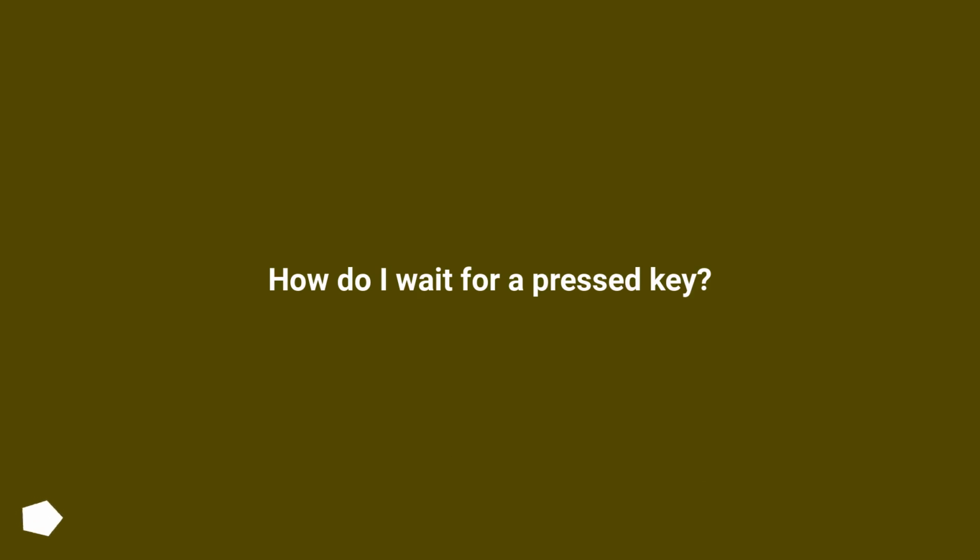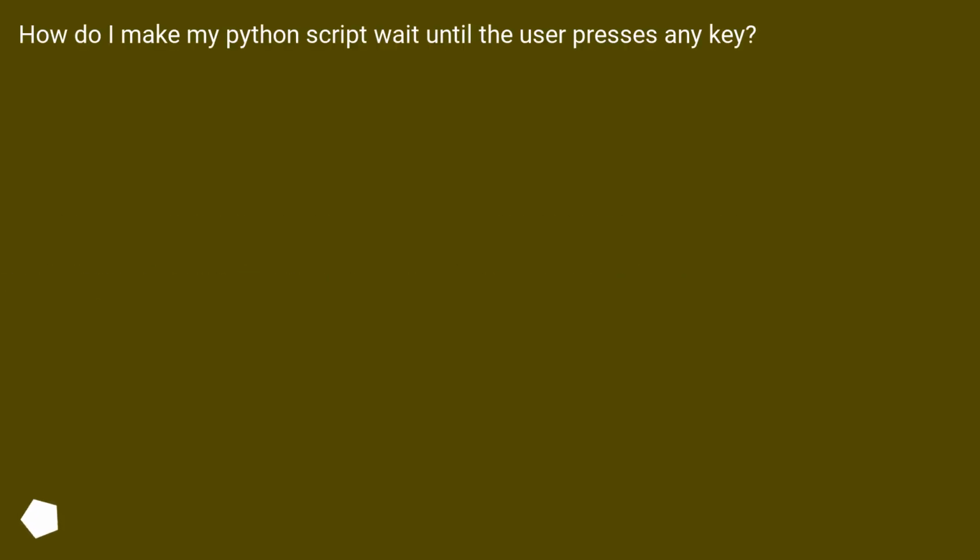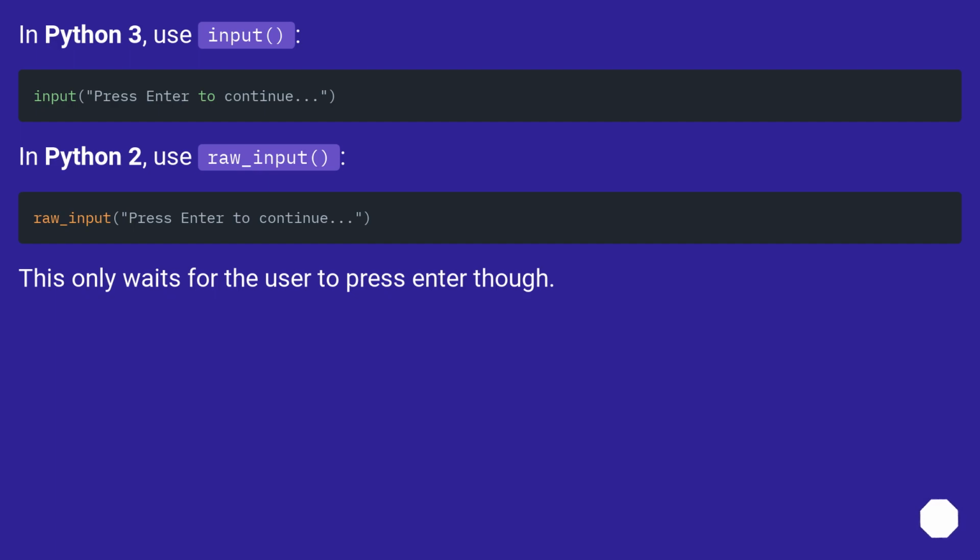How do I wait for a pressed key? How do I make my Python script wait until the user presses any key? In Python 3, use input. In Python 2, use raw_input. This only waits for the user to press enter though.